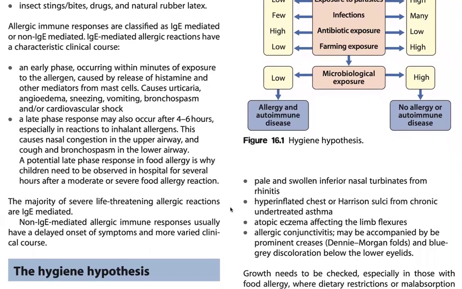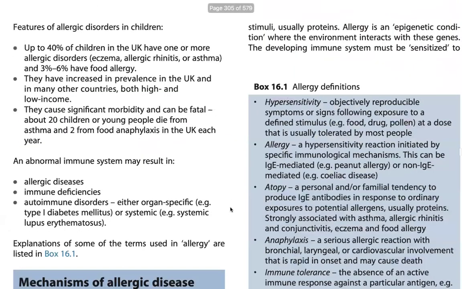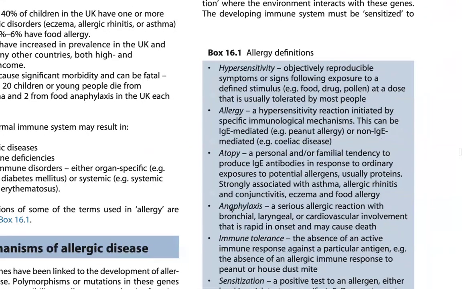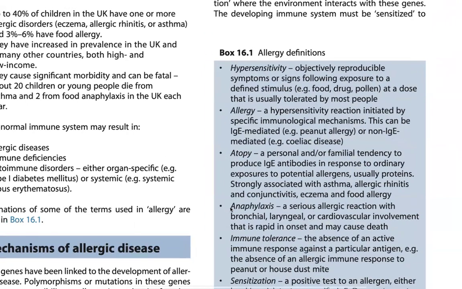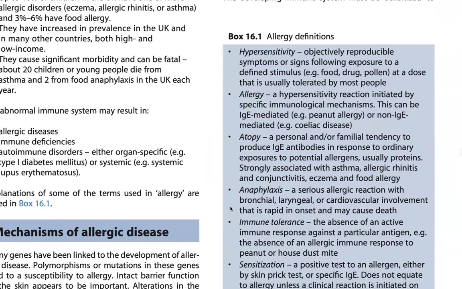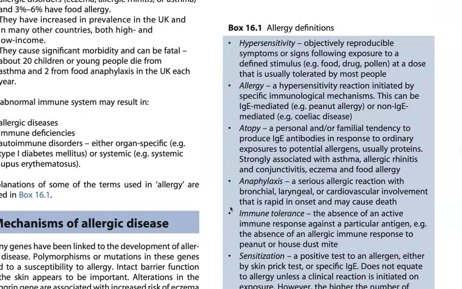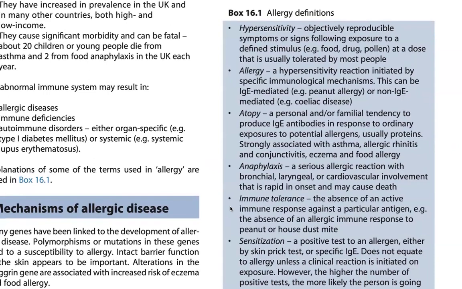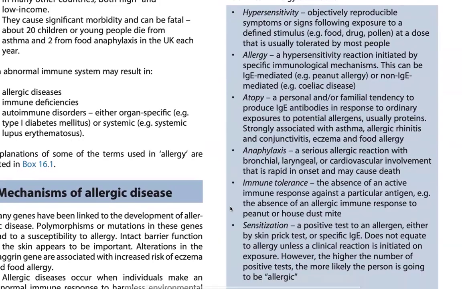Non-IgE mediated allergic immune responses usually have a delayed onset of symptoms and more varied clinical courses. So, the definitions. Hypersensitivity: objectively reproducible symptoms or signs following exposure to a defined stimulus, such as food, drug, or pollen, at a dose that is usually tolerated by most people. Allergy: a hypersensitivity reaction initiated by a specific immunological mechanism. This can be IgE mediated, such as peanut allergy, or non-IgE mediated, such as celiac disease.